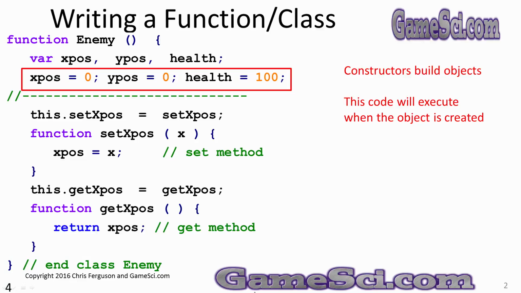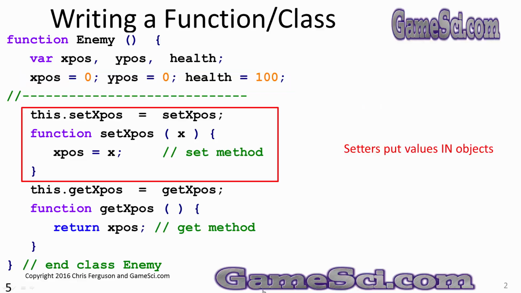Constructors build objects. What I've got here in the red box is the code that will execute when the object is created. When I say object equals new enemy, this code, setting X position to 0, Y position to 0, and health to 100, will run when the object is first created. The code that runs when the object is first created is called a constructor. Constructors typically initialize the variables at the top of the class.